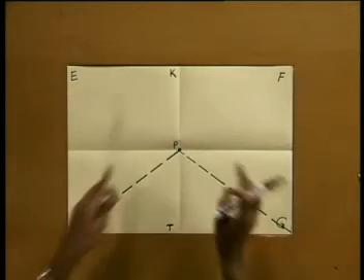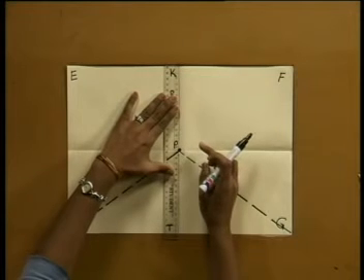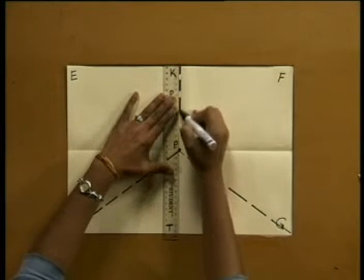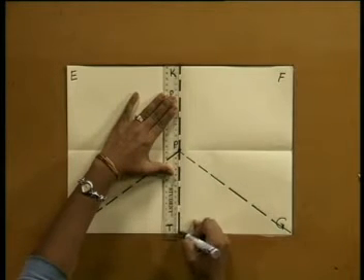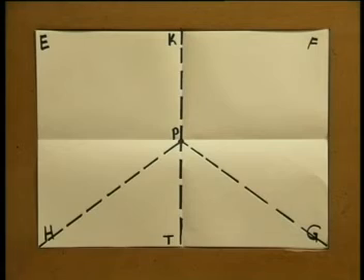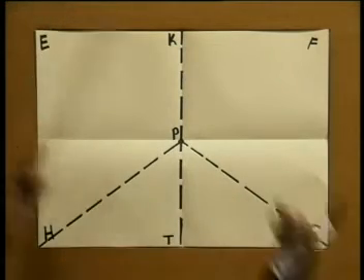And lastly, we join K to T, which is in fact the line of symmetry. Remember that for our model to be an isosceles triangle, we need to have two sides that are equal in length. Let's look at our model to see if this is true. Using our ruler, we will measure sides PH and PG.